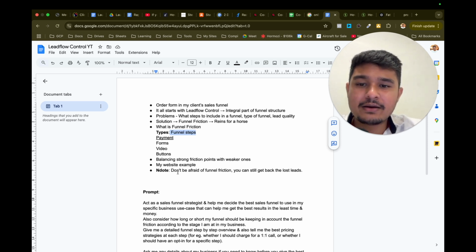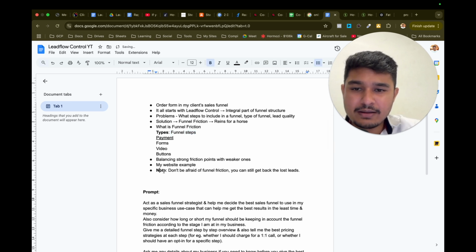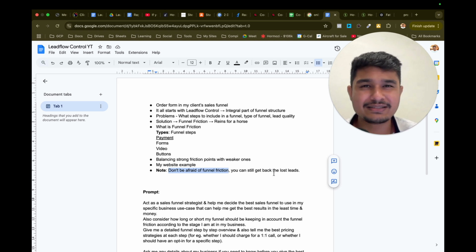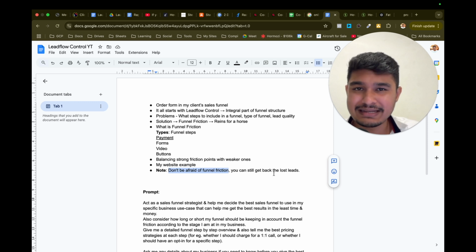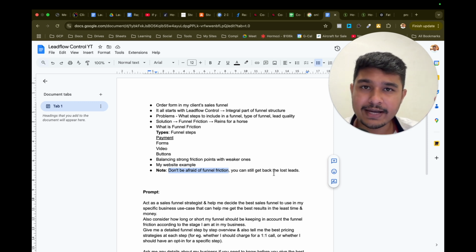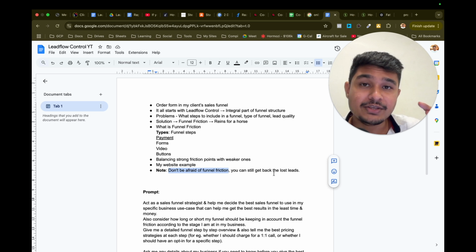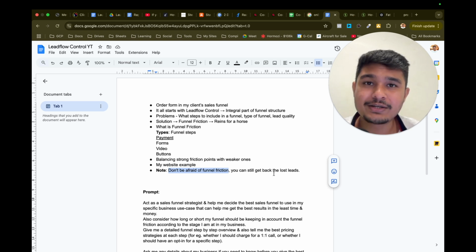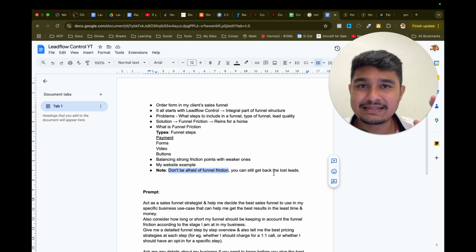With that being said, one last note for all of you: do not be afraid of funnel friction, right? A lot of people think that if you increase the funnel friction, the volume will decrease. Of course, the volume will decrease, but quality will increase. So you have to understand your lead flow requirement. As I told you, do not be afraid of funnel friction, but rather use it to your advantage. That's the best thing that you can do.